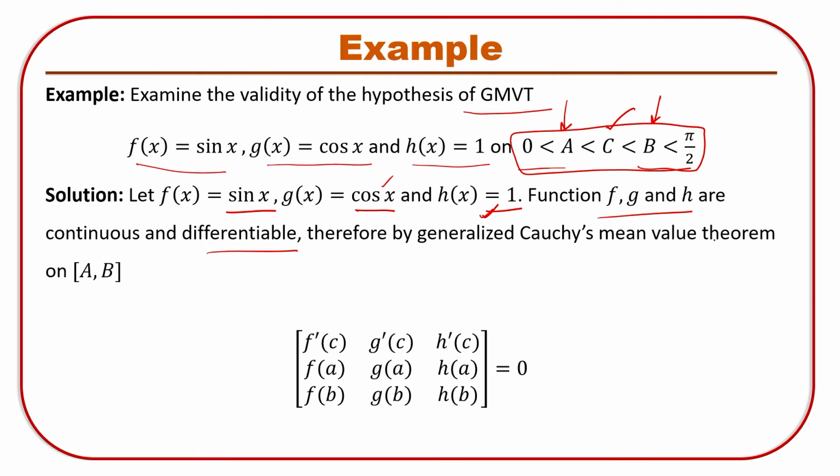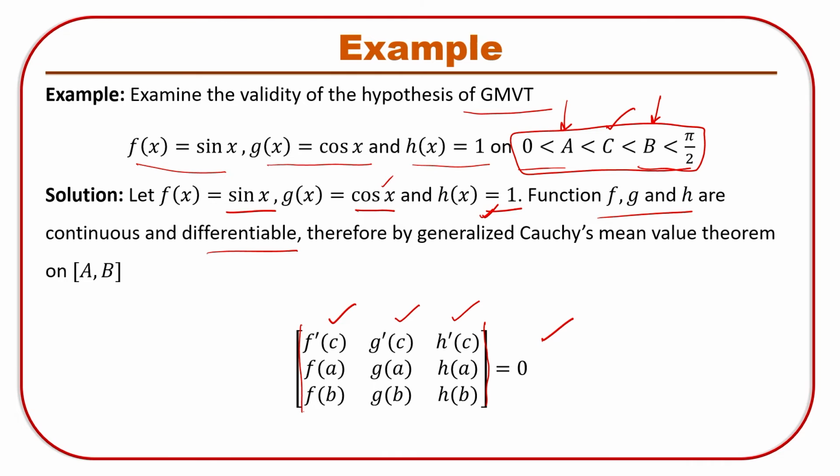Thereby, by the generalized Cauchy mean value theorem, taking a, b as the end points, we have the determinant with rows f'(c), g'(c), h'(c); f(a), f(b); g(a), g(b); h(a), h(b), equal to 0. This is the determinant, right? So, how much will it give you?